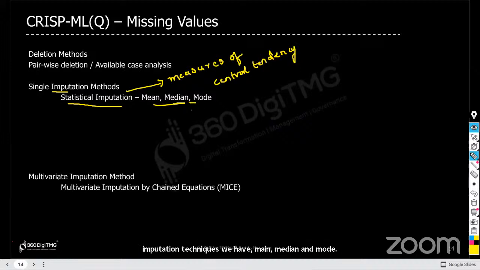So first, suppose there is a column that is categorical, and within the categorical column, I have some missing values.